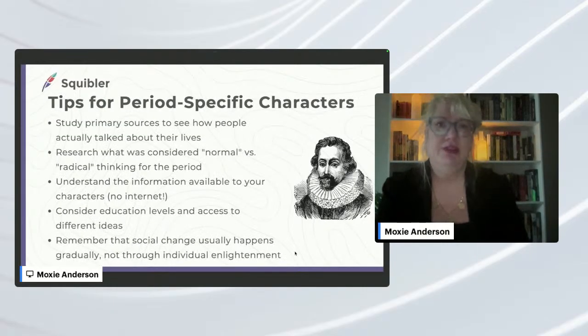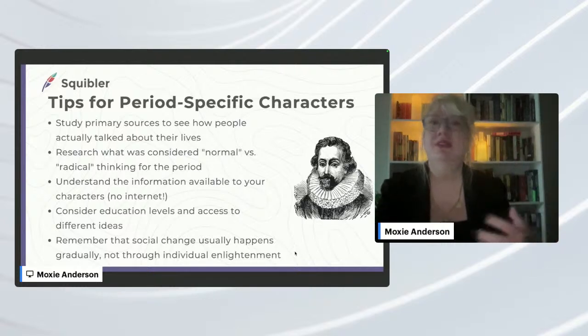So some ways to do some research for period specific characters is to look at those primary sources, the letters, magazines, how people actually talked about their lives. Research what was considered normal for a time period and what was considered radical thinking for a time period. You can even create sort of a chart for yourself to make sure that your characters stay believable and fit more or less in that framework.